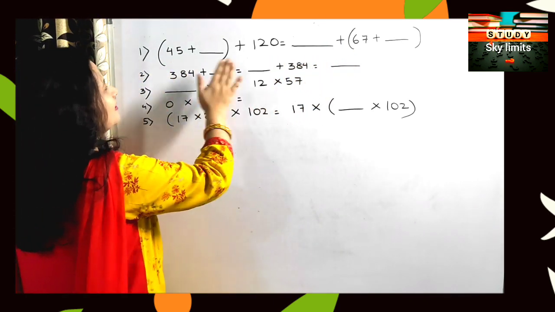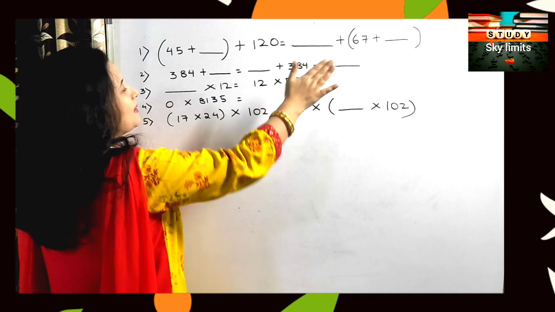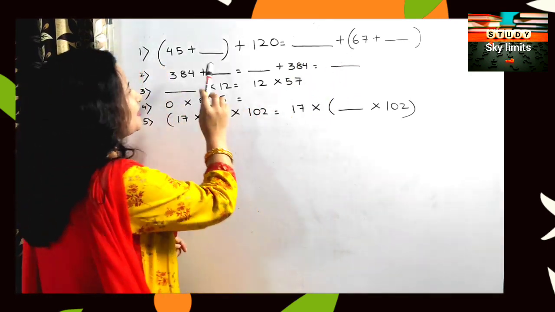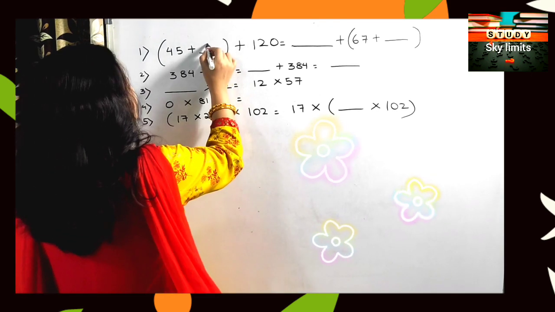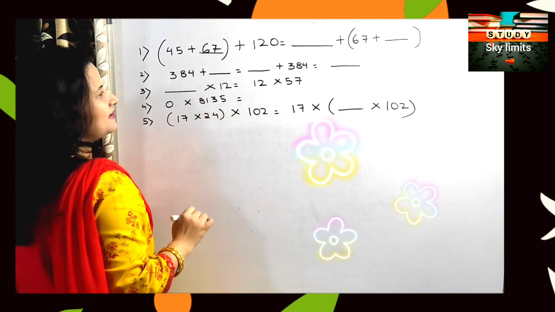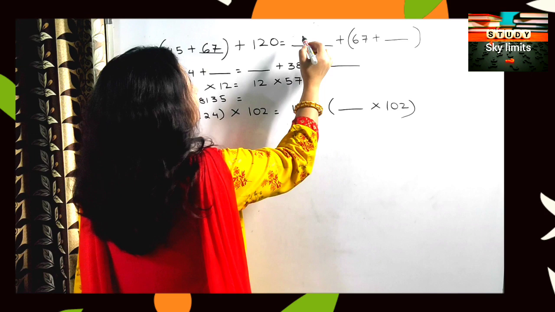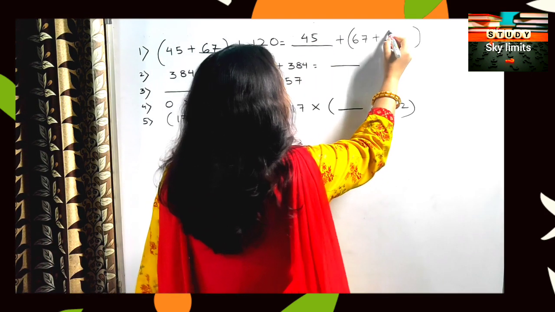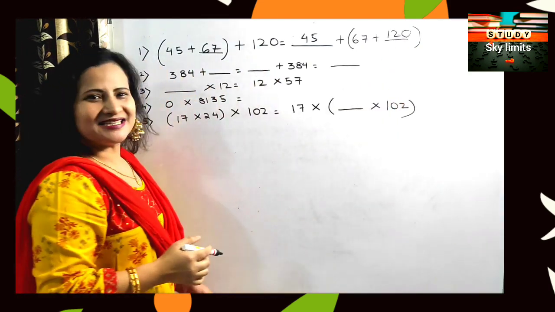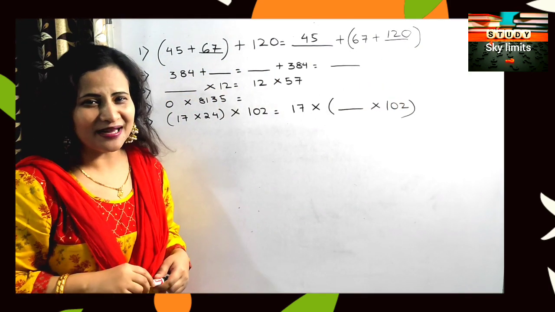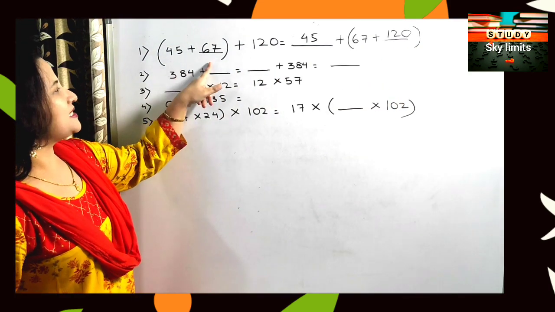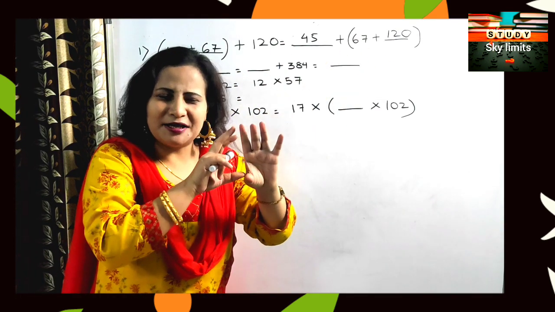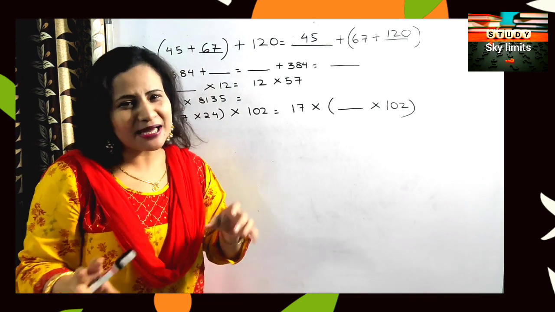As you can see, these 3 numbers will be the same on both the sides. So what is the number that is not here? 67. Yes, 67. And here, let us write 45. And here, 120. Very simply, you are able to fill in the blank. 45 plus 67 plus 120, 45 plus 67 plus 120. The numbers are written in the same sequence. We have the same numbers.